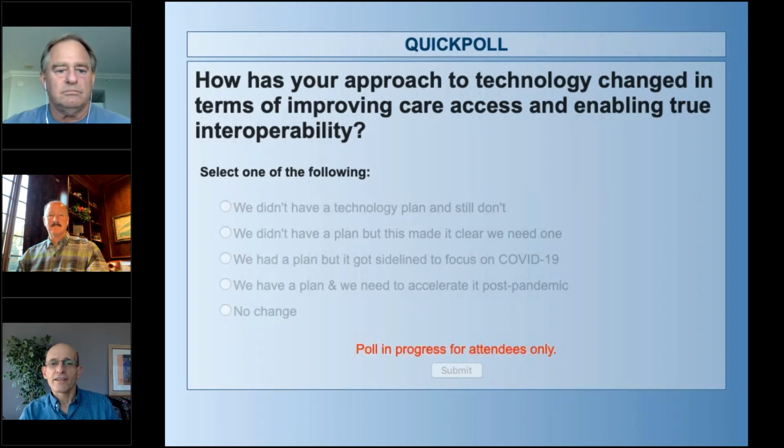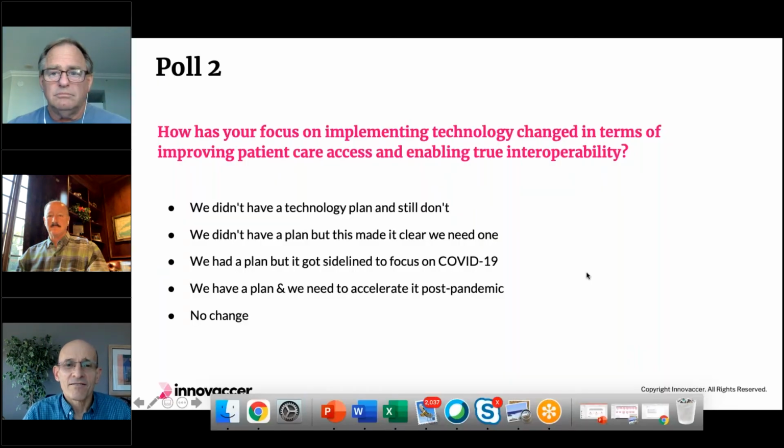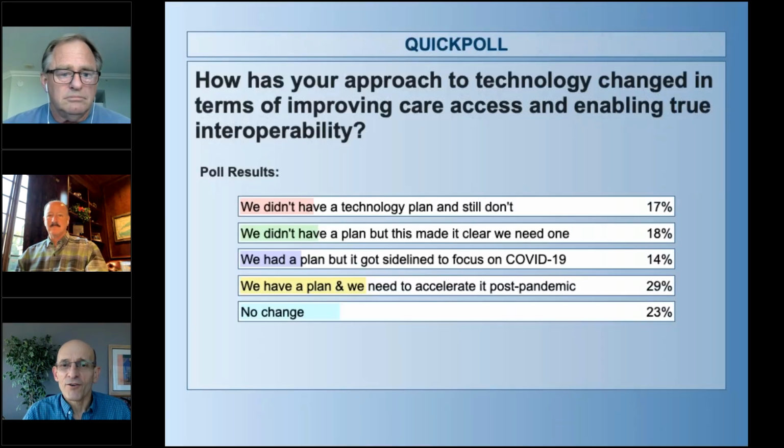Well, let's check in with our audience and pull up the poll results and see if people are ready to leverage these interoperability rules. Well, this is encouraging. Phil, it sounds like at least 30% of people have a plan to leverage these rules. Yeah, it is encouraging, actually.